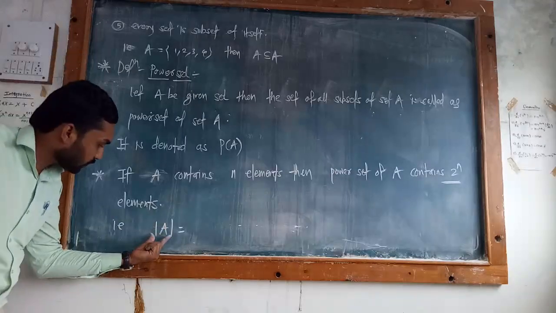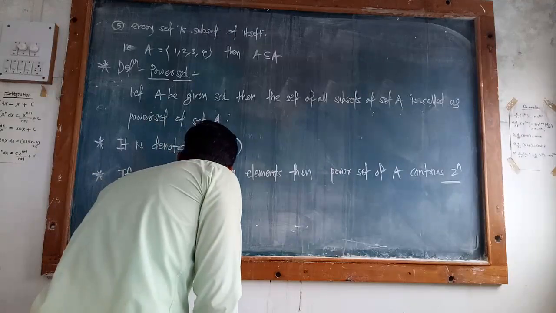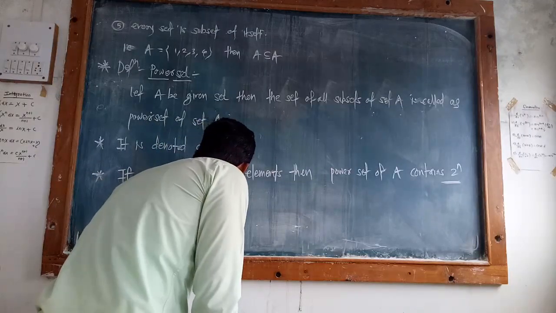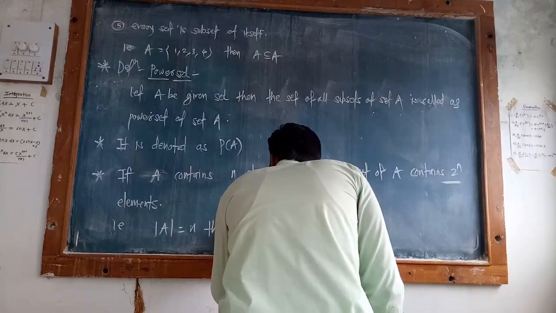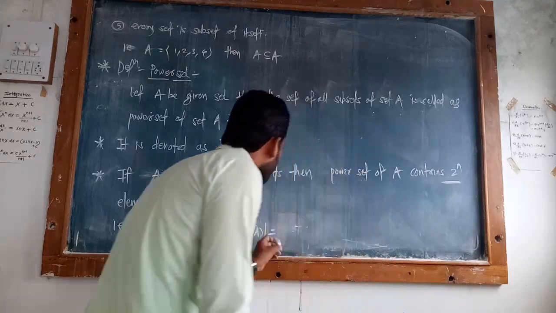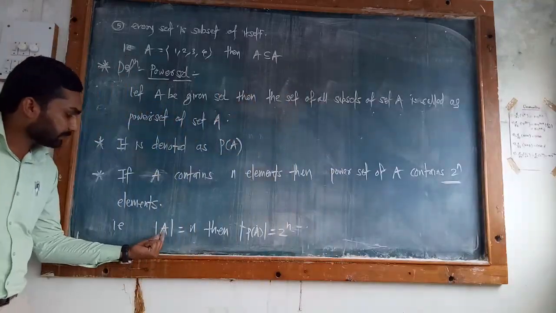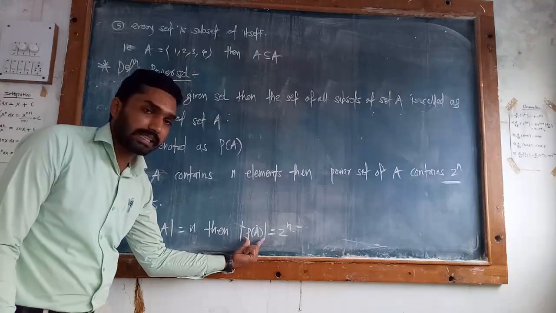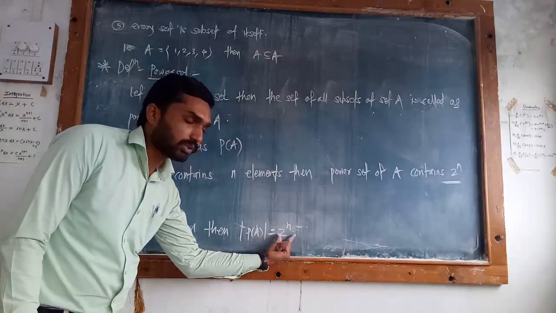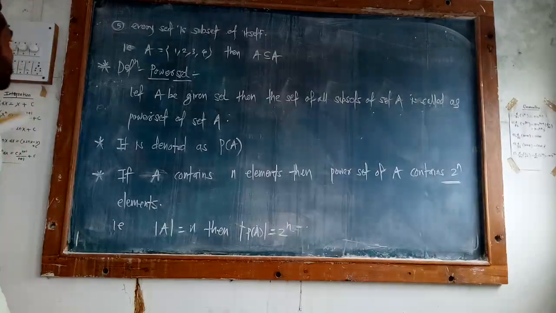So suppose set A contains n elements, then what is the cardinality of the power set of A? That is 2 raised to n. If set A contains n elements, then the cardinality of the power set is 2 raised to n. So let us consider an example.